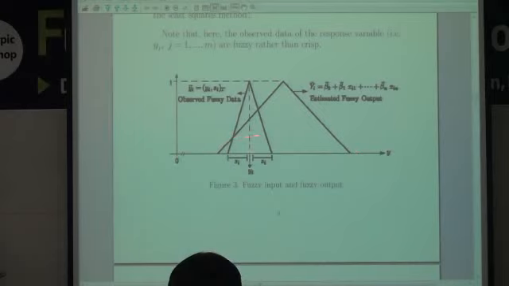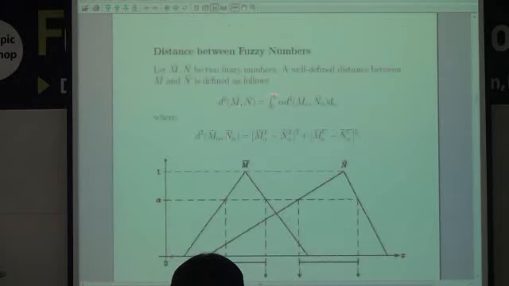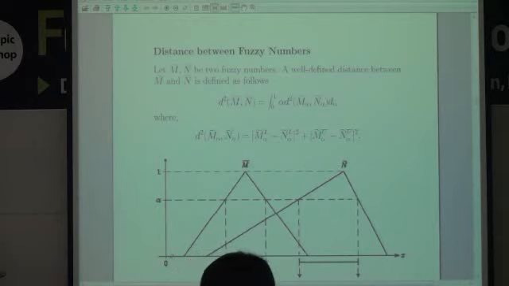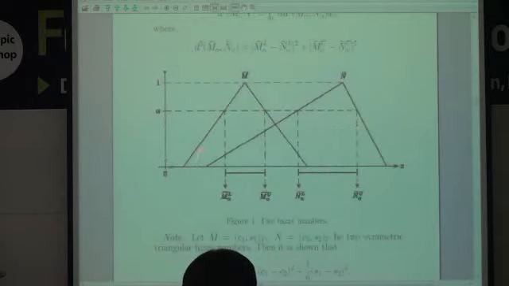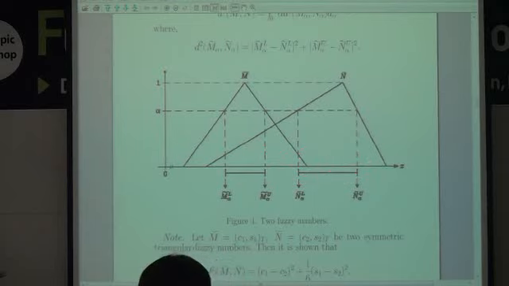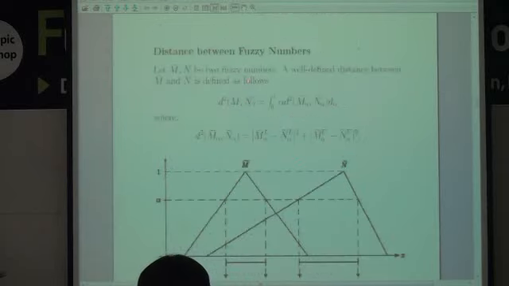But with which criteria, with which distance? There are a lot of distances between fuzzy numbers. For example, a typical one is this one. These distances are based on the alpha cuts of the fuzzy sets. For example, if this is the fuzzy number m and fuzzy number n, then in an alpha cut we have two intervals, and the distance is based on the distances between alpha cuts, which are intervals between two fuzzy numbers. It is simple to verify that this is the exact distance between two fuzzy numbers.